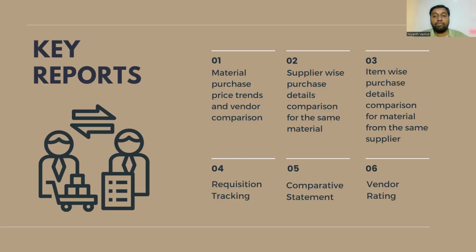Third will be item-wise purchase details comparison for material from same supplier. That means if you're ordering from the same supplier for different items, how are the prices varying? Let's say I order multiple items from, let's say, Asian Paints. So there are multiple paints. There is synthetic enamel, there is emulsion, there is plastic emulsion, then there is primer, or multiple items. So for each item, what are the prices that they are quoting?